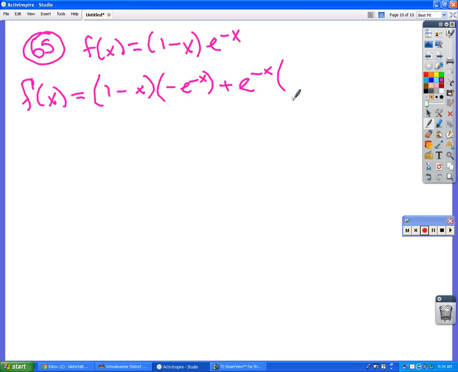Negative 1. Okay, now since, as Tyson said, we're going to end up taking like the 15th derivative, I'm going to simplify this a little bit before I go on. If I distribute the negative e to the negative x, 1 times negative e to the negative x is negative e to the negative x. Then this is going to give me plus x e to the negative x, and this is going to give me minus e to the negative x. Does that all make sense? Okay, give me the marshmallows.